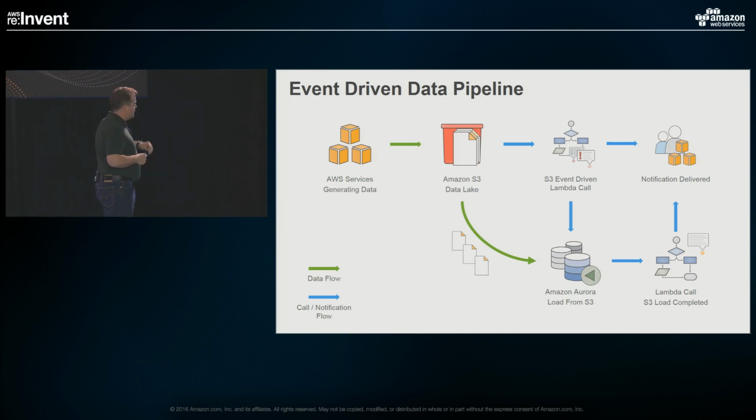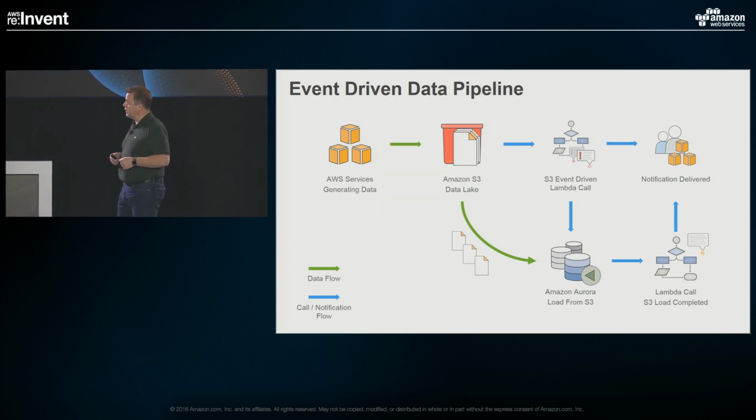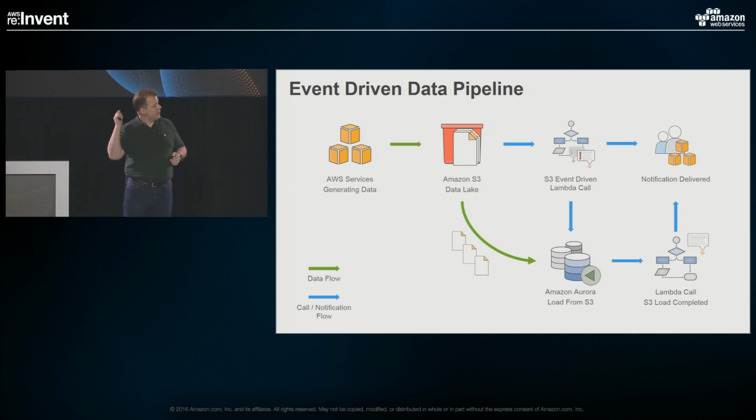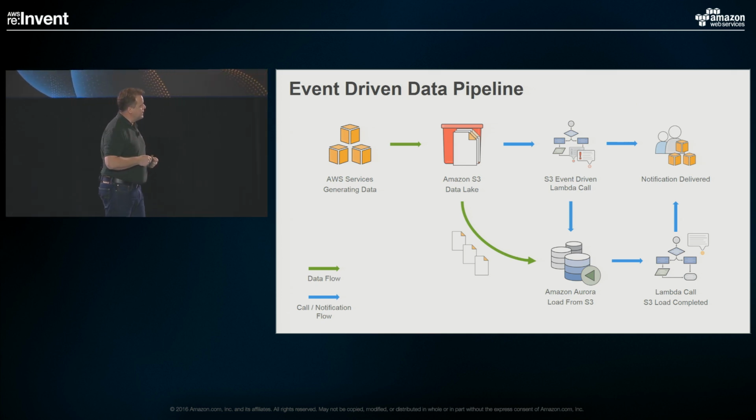So on the left here, you can see that we have some AWS services that are generating data. Maybe those are web servers that are generating log data. Maybe it's customer data that you're collecting. However you're generating your data, it's being generated on the left. And then as we move from left to right, we're putting that data into Amazon S3, which will serve as the basis for our data lake.